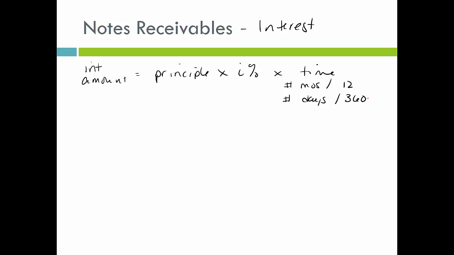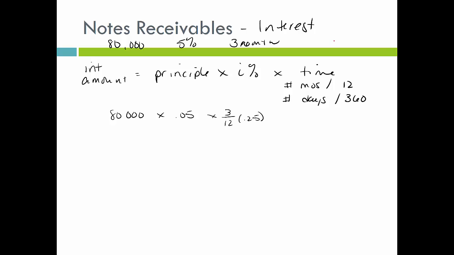And yes, I know that a year has 365 days, but in accounting we use 360 because then you get nice even fractions, because these are almost always 30 days, 60 days, 90 days, 120 days. So let's say somebody borrowed $80,000 at 5% interest, and it's a 3-month note. Then you would just take the $80,000, the principal, times 5%, and that would give you the annual amount, times 3 over 12, which is 0.25.